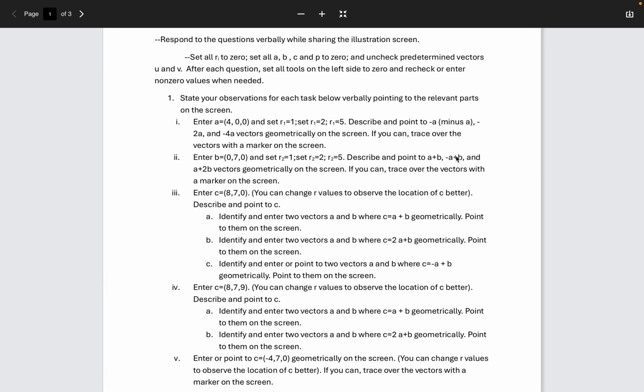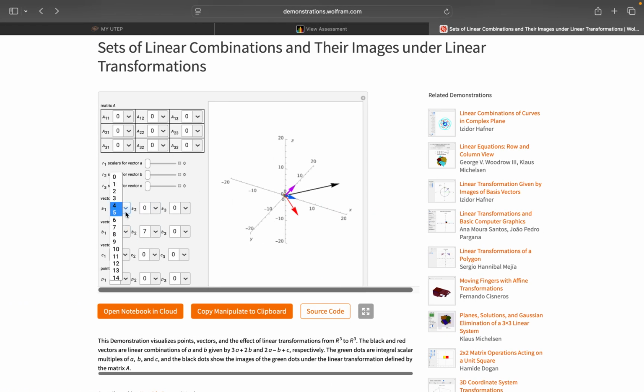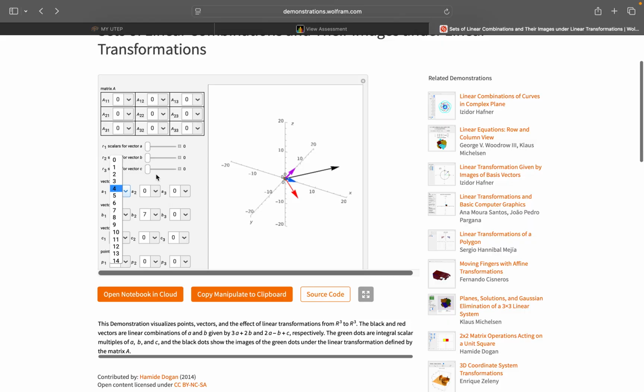If we were to do negative A plus B, you can see that 1 times 1. Oh, sorry, it would end up right here, in this green dot, the summation of these two vectors. So if we were to do negative A, we would go 1 in the negative direction, so negative 4 in the negative direction, and then 7 up. So that would be negative 4 and 7.